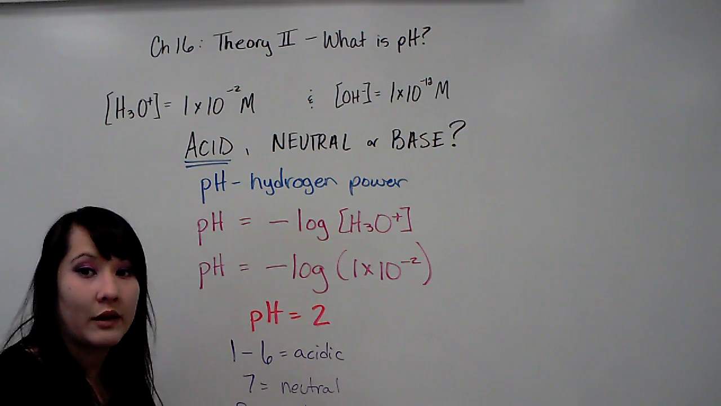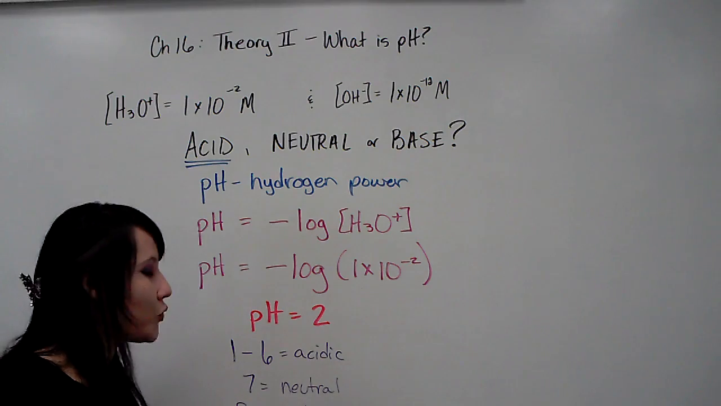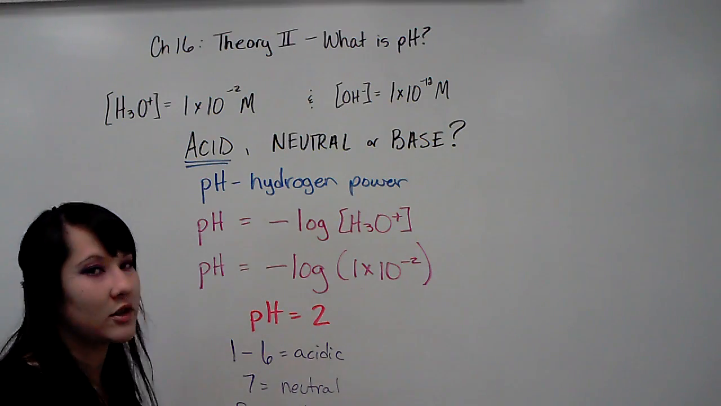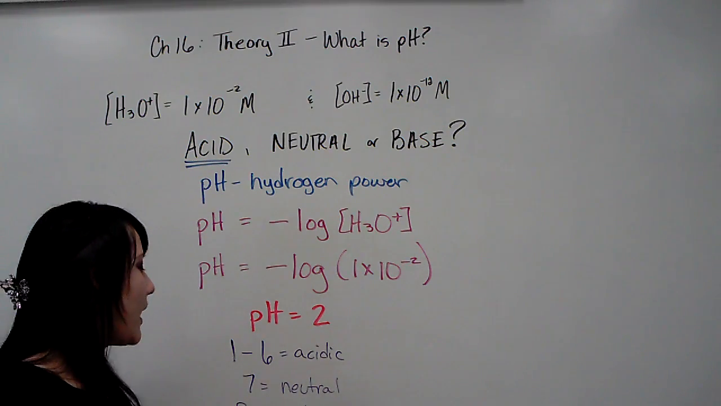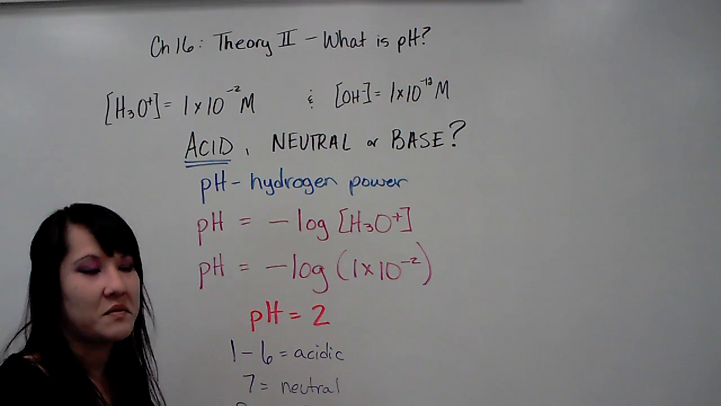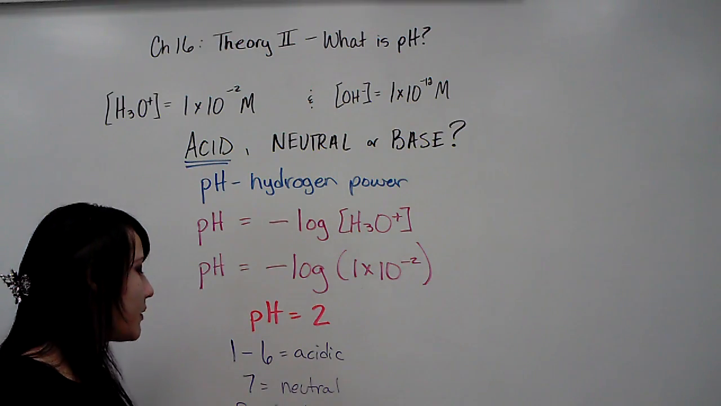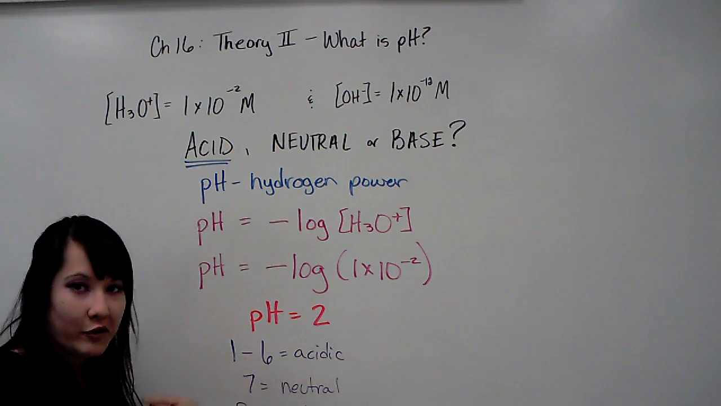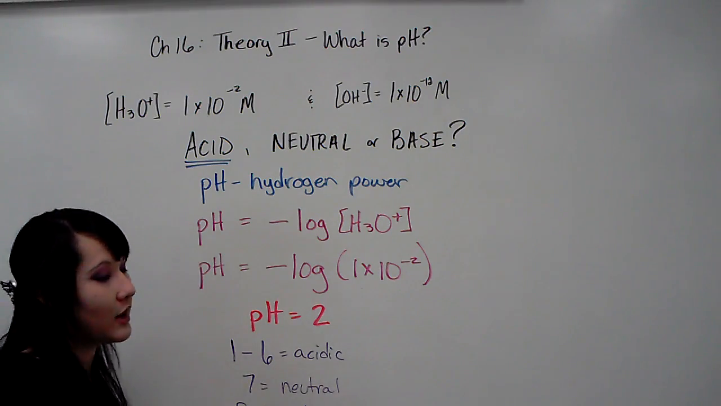You will have times where you'll have decimal points and you may have to round, but close to 7 is considered neutral, and anything above 7, 7.5, etc. is going to be considered basic, and maybe 6.5 and lower are going to be considered acidic.